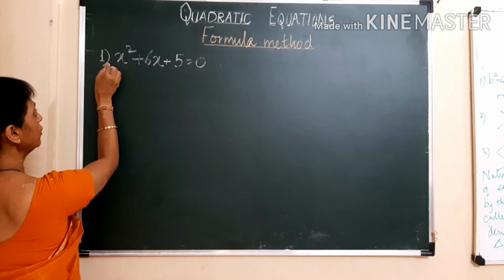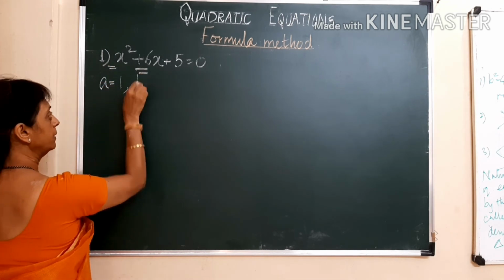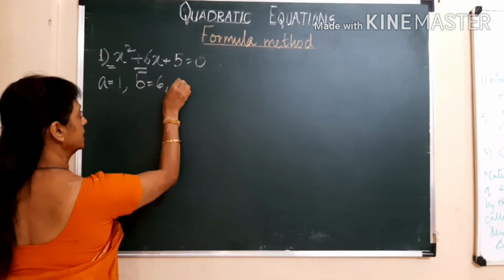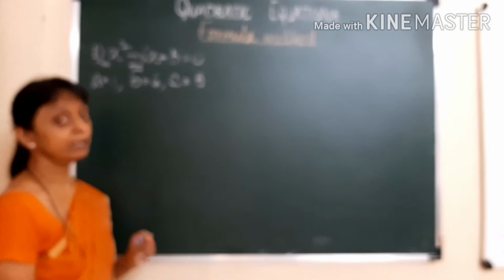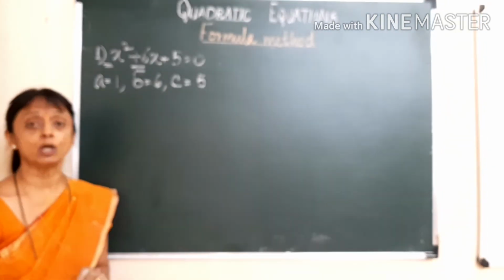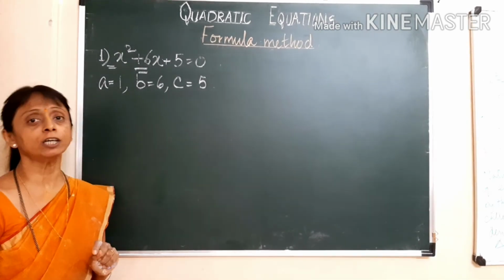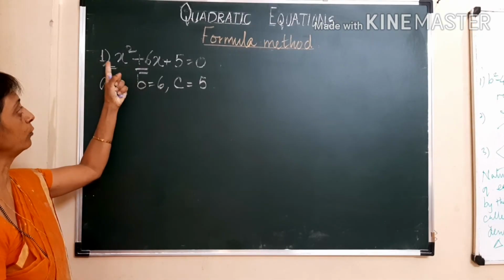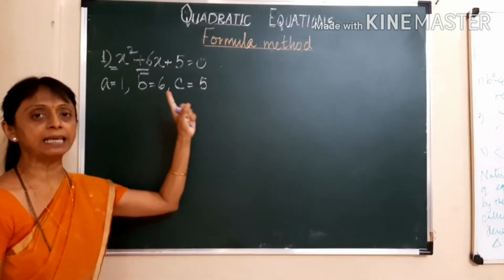So what is your a over here? So a will be equal to 1, b will be equal to 6, c will be equal to 5. Now, mind you children, just remember one step. The values of a, b and c will be written along with the signs before that particular coefficient or constant. But over here, luckily all are positive. So we have jotted down what is a, b and c.